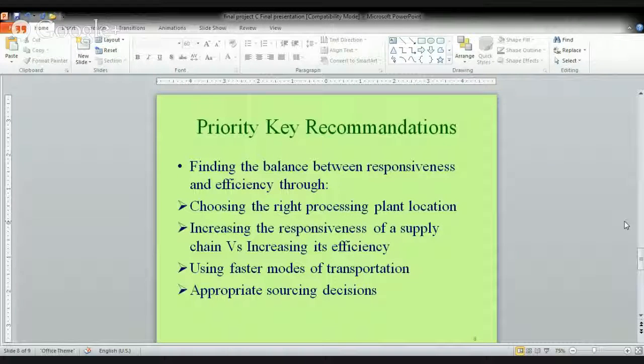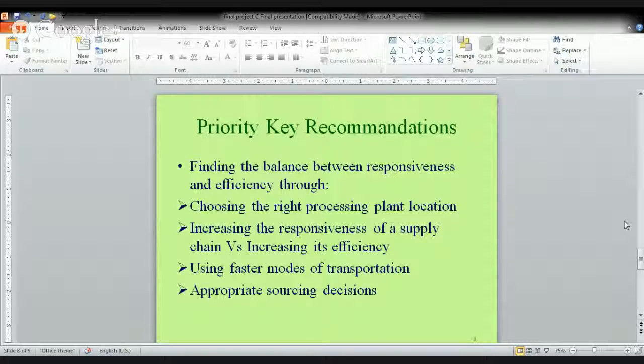Now, what are the priority key recommendations for this? In fact, an investor who is achieving strategic fit should find the right balance between responsiveness and efficiency. If we detail that, choosing the right location for the processing plant generally makes the chain more responsive, while having it less than 48 hours from the farmer creates high efficiency.